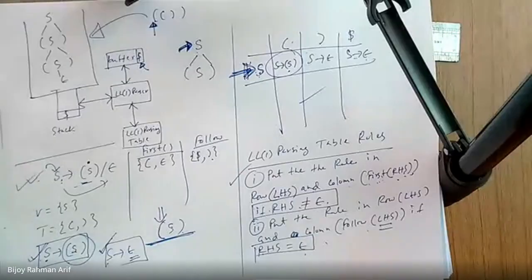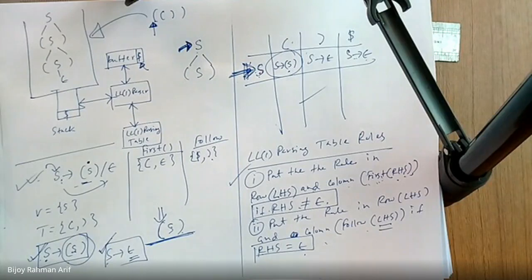So at any point, whatever your current variable is, you go to that row, and you look at the buffer to see which terminal you are pointing to. Then you go to that column. The row is found by the variable, and the column is found by the current terminal pointing to the buffer. This way you can generate the parse tree. Is it clear to you?